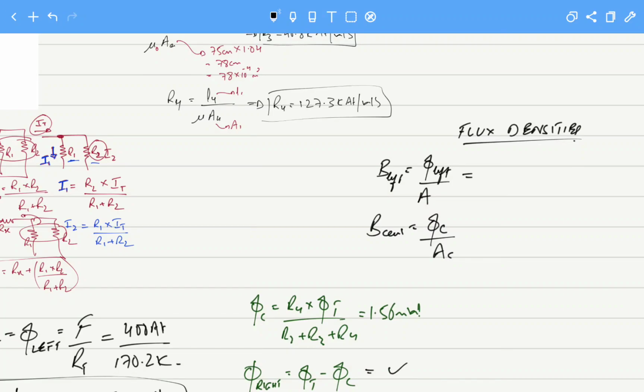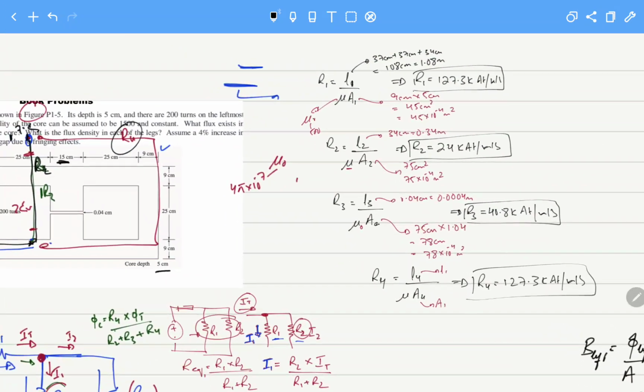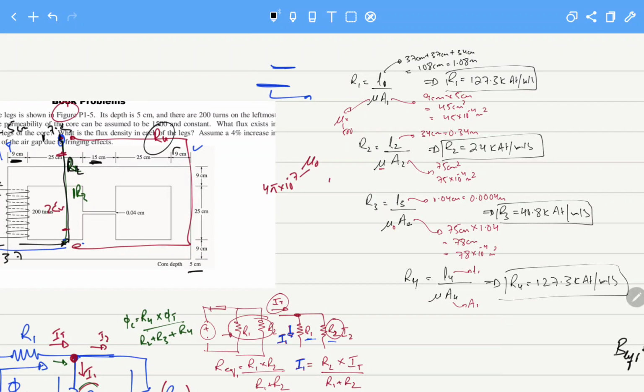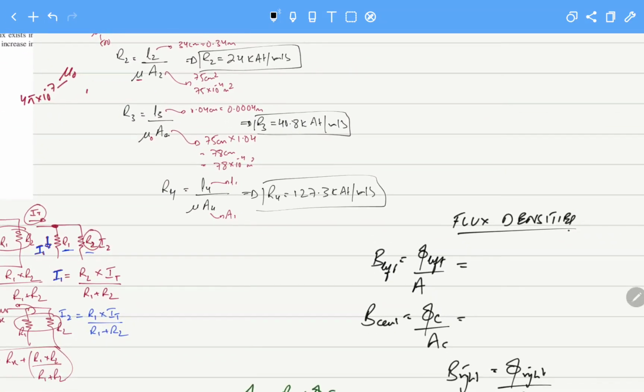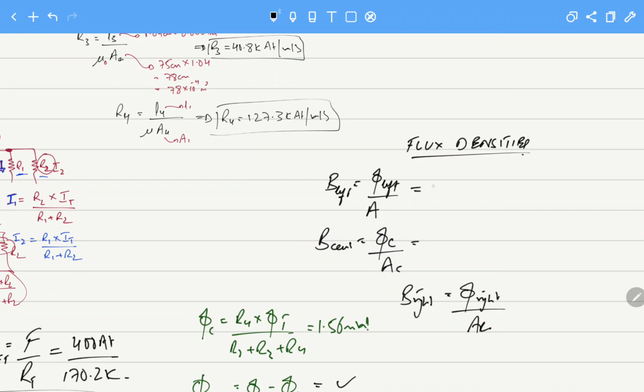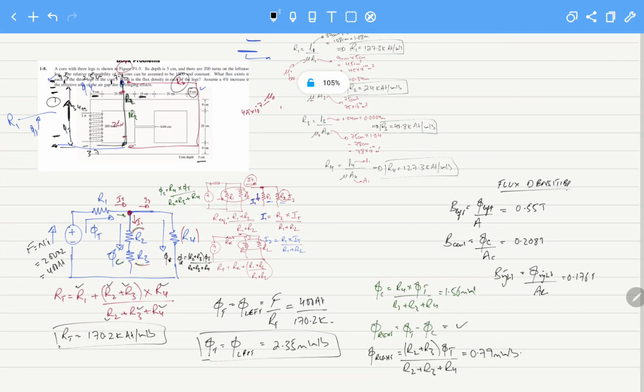Flux you have calculated, and for the right side it will be flux right side that you have calculated divided by the area of the right side. So what will be the area of the right side? It is 9 into 5, 45 again. So you can calculate all these values, and this will become 0.55 Tesla, 0.208 Tesla, and 0.176 Tesla. So that's how this question can be done.